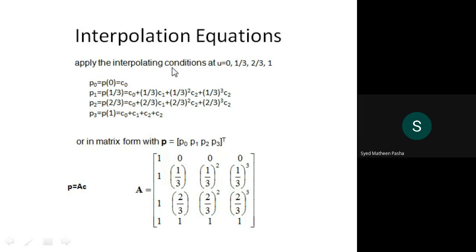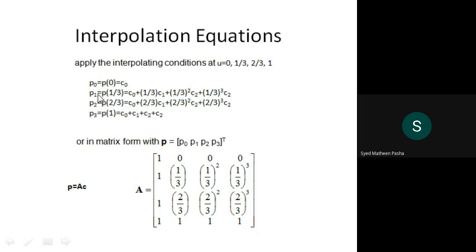How are the interpolating conditions with respect to u defined? u starts at 0 and ends at 1. As we all know, the initial condition should be 0 and the final condition will be 1. The points lying between 0 and 1 are 1/3 and 2/3. Check out how P0, P1, P2 and P3 are calculated. P1 is calculated as C0 plus 1/3 of C1 plus 1/3 the whole square of C2 plus 1/3 the whole cube of C3. Similarly for point 2 as well.